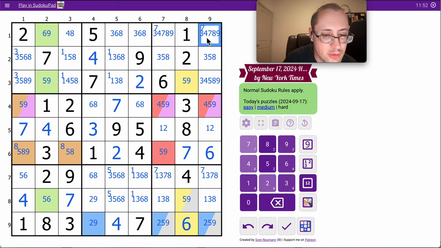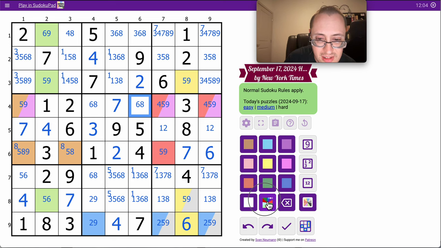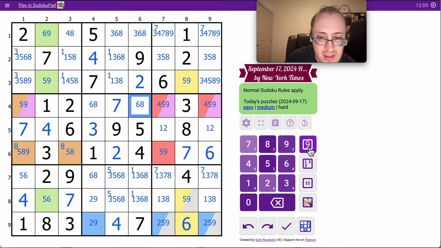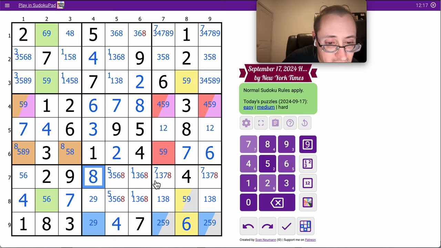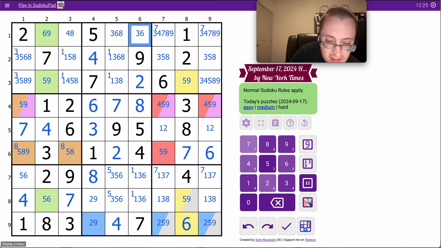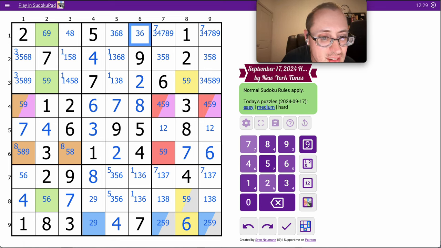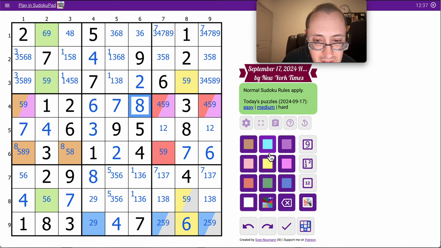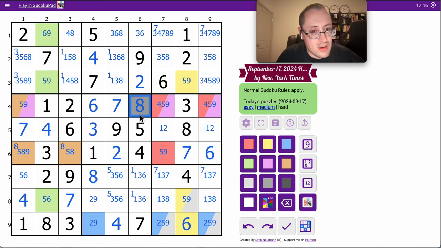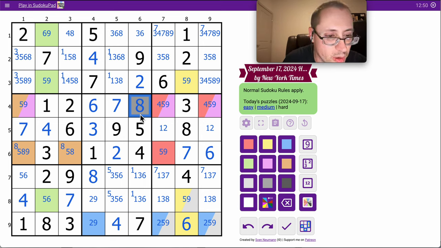These two and these two form an X-wing on sevens in rows 1 and 7, columns 7 and 9, respectively. Not that that helps, but I almost have to try something. If this was an 8, a row 4, column 6 is an 8. After that, we get nowhere, do we?